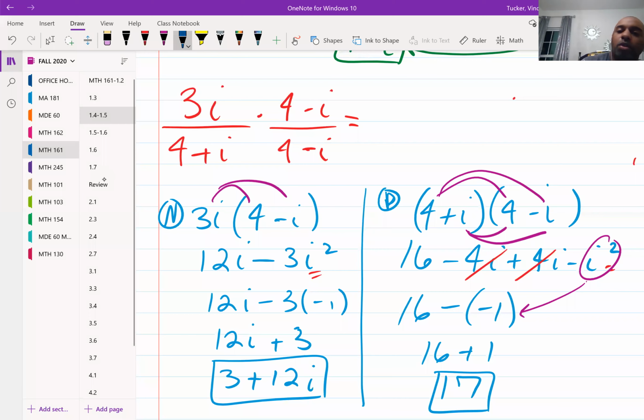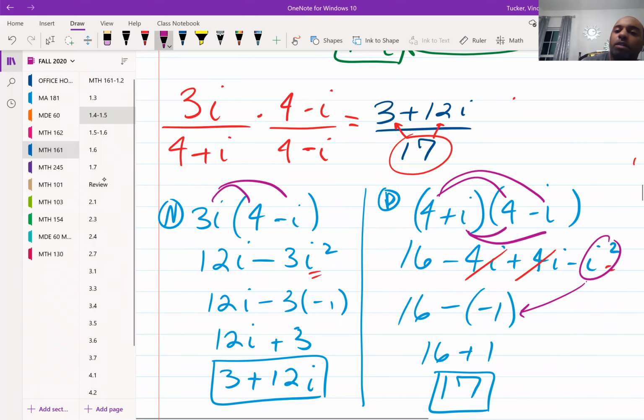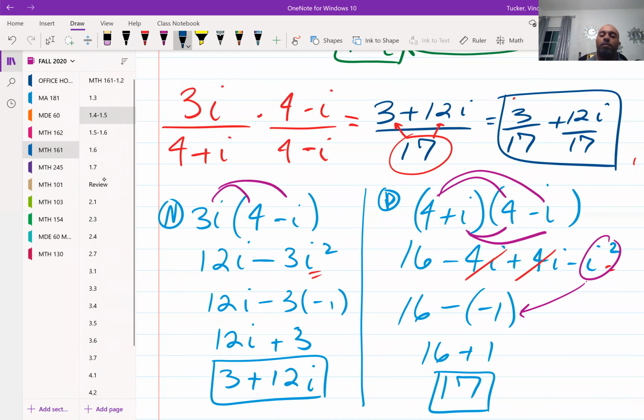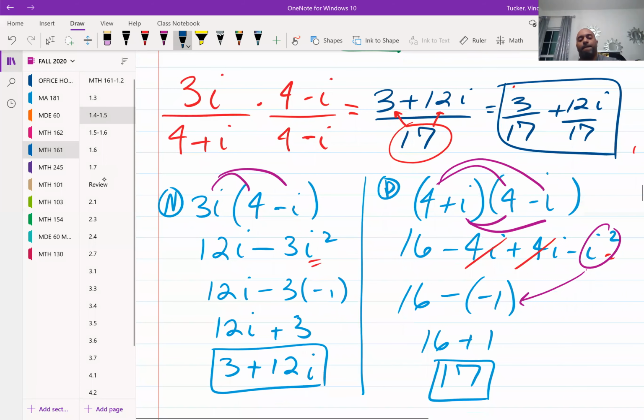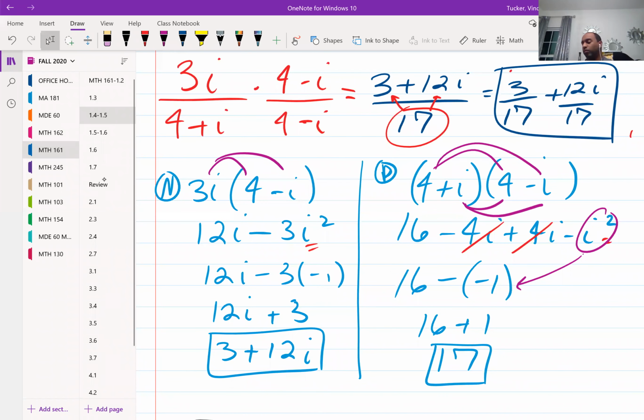All right, so numerator is 3 plus 12i, denominator 17. And then to write it fully as a complex number, you would go ahead and separate. So it'd be 3 17ths plus 12 17ths i. That'll be your answer. All right, questions? Any questions?